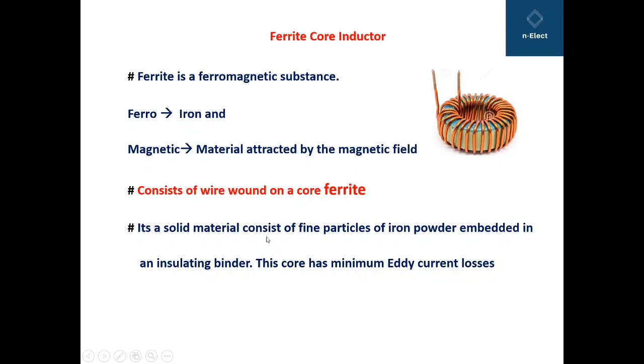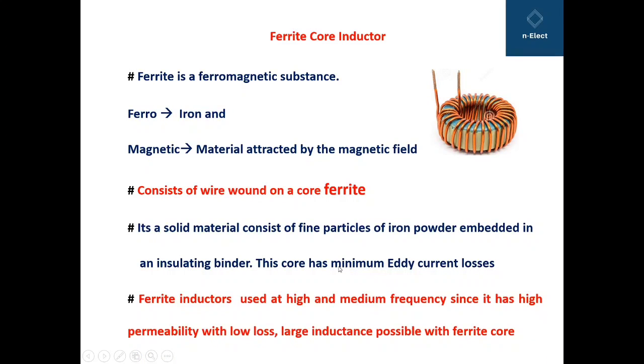It's a solid material, consisting of fine particles of iron powder embedded in an insulating binder. This core has minimum eddy current losses. Ferrite inductors are used at high and medium frequency since they have high permeability with low loss. Large inductance is possible with the ferrite core. This is the advantage of ferrite core inductors, that you can have large inductance. And this is the symbolic representation of the ferrite core inductor.